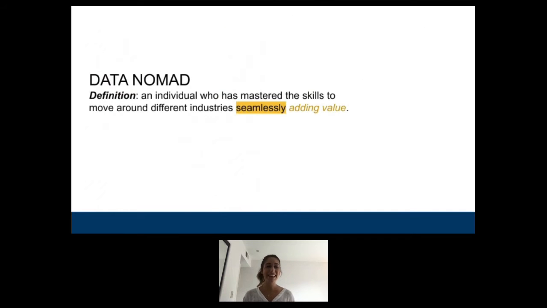So now I'm defining this idea of a data nomad, right? And so this data nomad, I've defined it like this. It's an individual who's mastered the skills to move around different industries, seamlessly adding value. Here I'm emphasizing two different components. The seamlessly part, which is really for you, right? And so the better you are at transitioning or at being comfortable with transition, the easier it is for you to do this. Now, the adding value part is really on the company side, right? So if you're not able to prove that you're able to add value, well, then no one's benefiting from this. So really there's a part for you and there's a part for them.